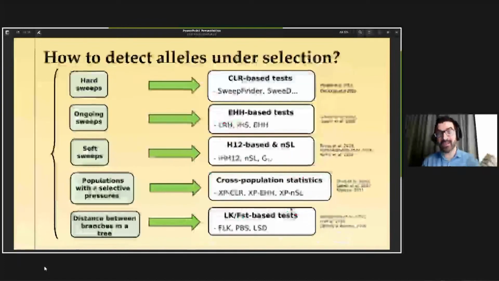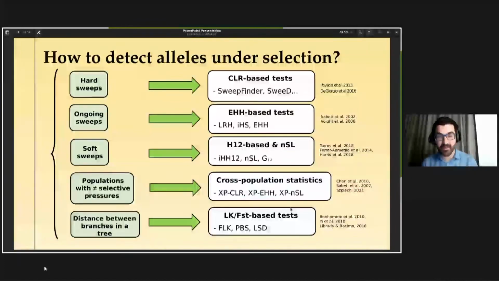And in fact, I can safely say that we have right now around 40 or 50 different statistics proposed to detect those signatures of selection, but each group of statistics is more specialized in a particular model of selection. So, for example, for hard sweeps, we would have composite likelihood ratio-based statistics. We will have for ongoing sweeps extended haplotype homozygosity-based tests, H12 in the case of soft sweeps, populations with different selective pressures, etc., etc., etc.